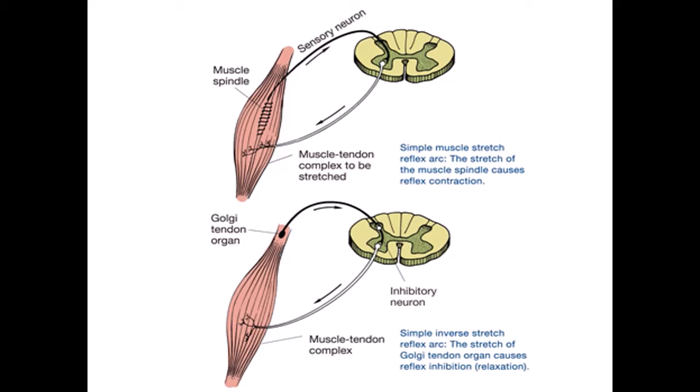The Golgi tendon organ is found at the origin and insertion of the muscles in the tendon. When the muscle is overly contracted, the Golgi tendon organ will send a signal to the posterior horn of the cord, which will then synapse with an inhibitory neuron, which will send an inhibitory signal back out to the muscle, telling the muscle to relax. This is a simple inverse stretch reflex arc. The stretch of the Golgi tendon organ causes reflex inhibition or relaxation. Both the muscle spindle and the Golgi tendon organ act as a protective mechanism for the muscle and the joint.